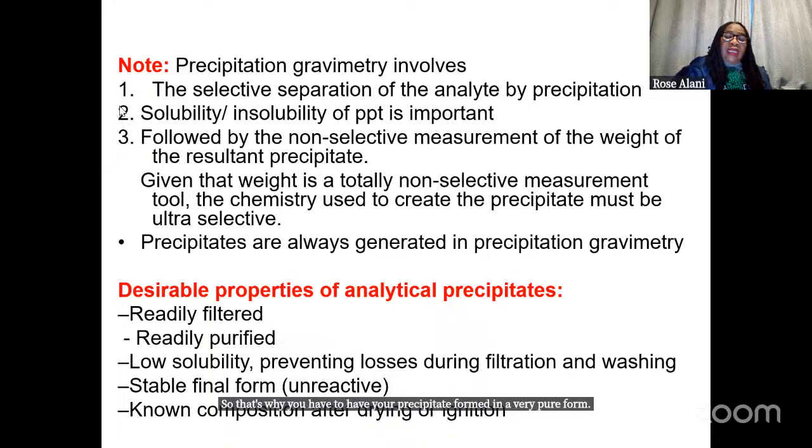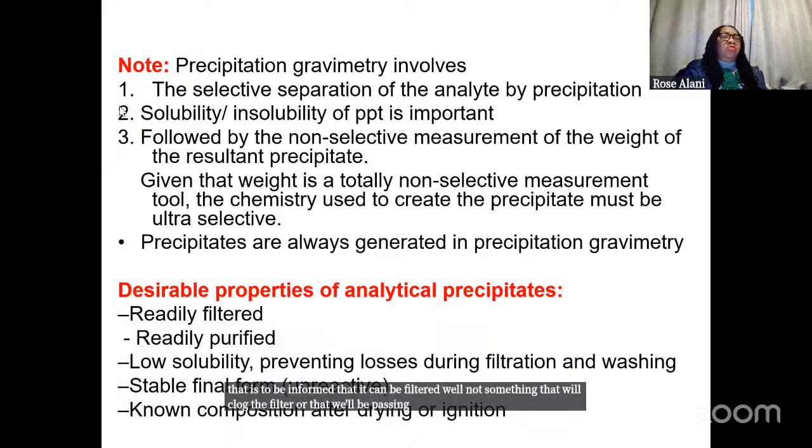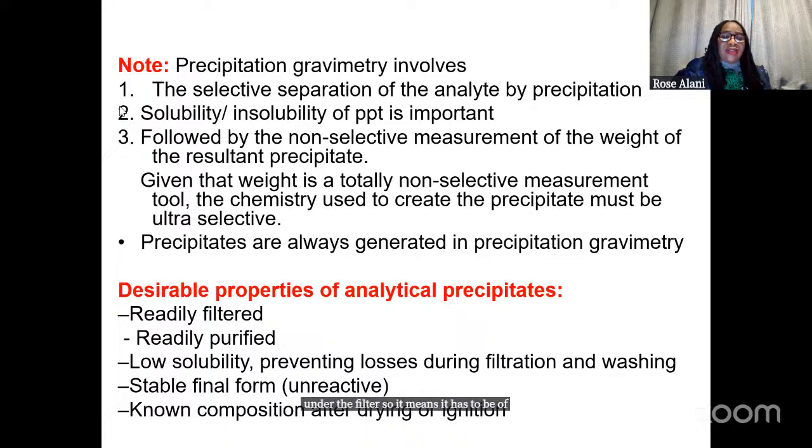And then there are desirable properties of analytical precipitates. They have to be readily filtered. That is, to be in a form that it can be filtered well, not something that will clog the filter or that will be passing under the filter. So it means it has to be of good size. It should be readily purified. It has to be pure, otherwise you're measuring something else in addition.